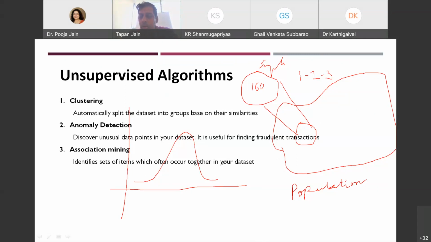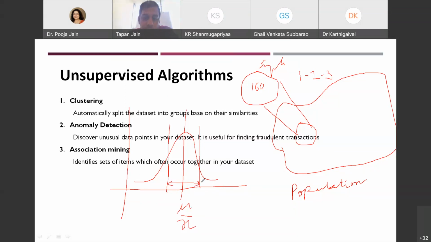So usually my sample is normally distributed. And if I plot that, this is basically the mean value. The sample mean is represented by X bar, and the population mean is represented by mu. And this is mu minus sigma to mu plus sigma.